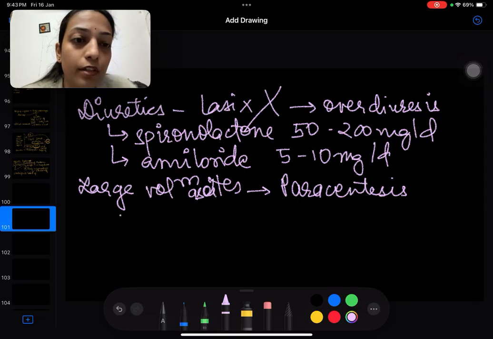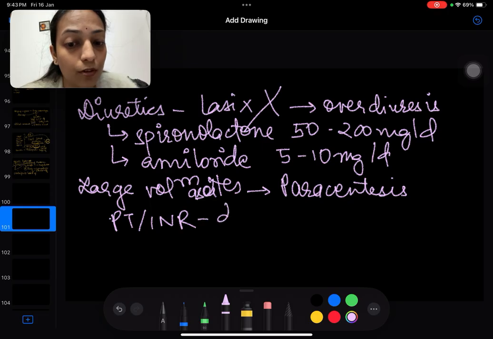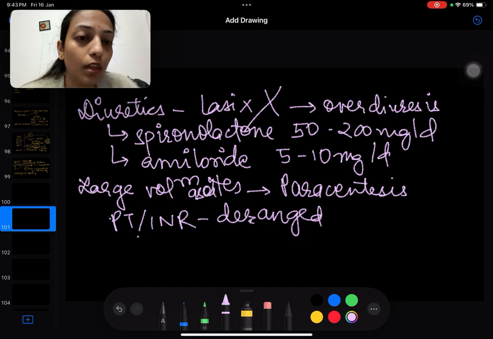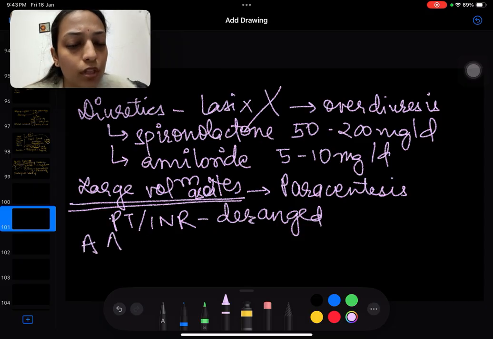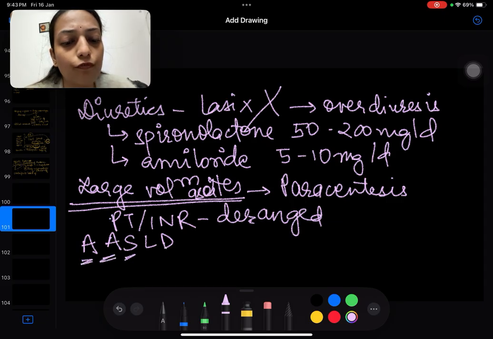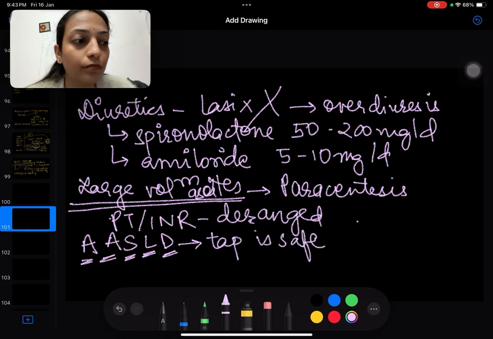Now let's see. If the patient is a known case of CLD, then the hepatic functions are deranged, so PT and INR may be deranged. We have to take care of this part. Also, how much fluid you can remove from a large volume ascites is very, very controversial. The American Association for the Study of Liver Disease, AASLD, says that tapping is safe until there is evidence of fibrinolysis.